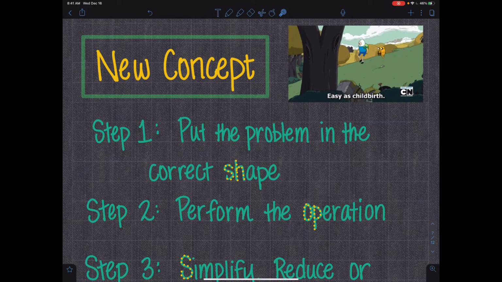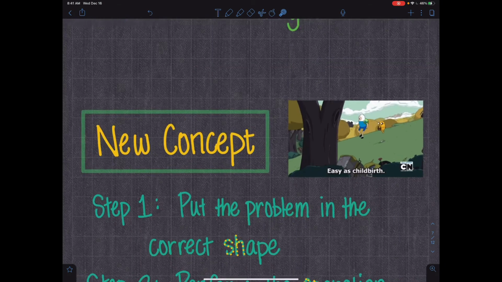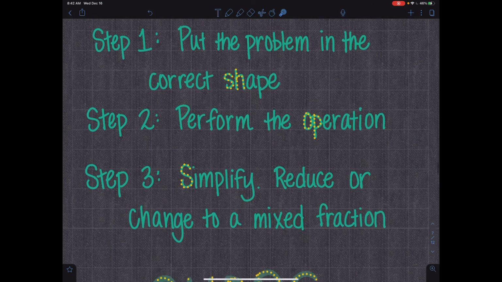How to add and subtract fractions in 3 easy steps. You're going to see this is as easy as childbirth. All right, here we go. Step 1. We put the problem in the correct shape. That means it has to be in the right form if it's not already. So when we add or subtract fractions, the correct form has to mean that they have the same common denominators. Okay? Step 2. Perform the operation.